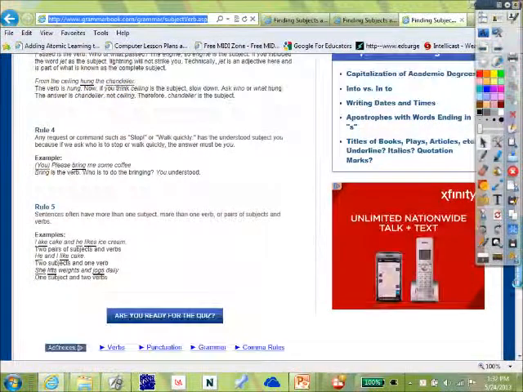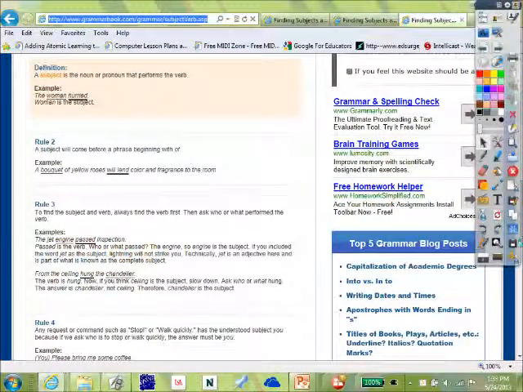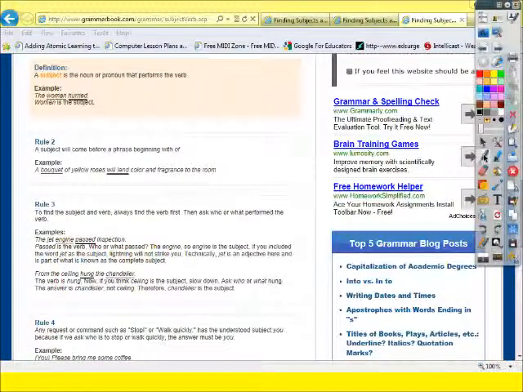Okay. Let's talk about our first rule, which is really rule number 2. A subject will come before a phrase beginning with of. Normally, of is a prepositional phrase. Of yellow roses is a prepositional phrase. So, a bouquet of yellow roses will lend color and fragrance to the room. The bouquet is the subject. This is a prepositional phrase. So bouquet is what will lend the color and fragrance to the room. Be careful of finding prepositional phrases that you might think is the sentence subject.